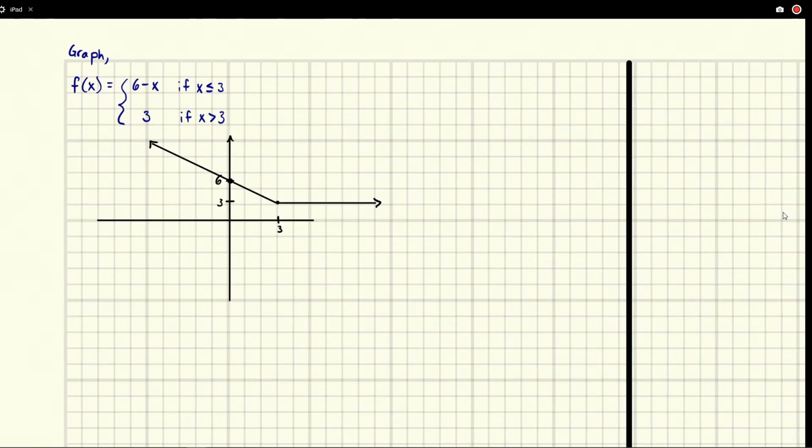Now, we could do a couple things to clean this graph up. We should have these little arrows on the end to show it never stops. This is our x-axis, this is our y-axis. And some people are even really nice, and they put down what the function is along these parts. So this is the function y equals 6 minus x, and this is the function y equals 3.